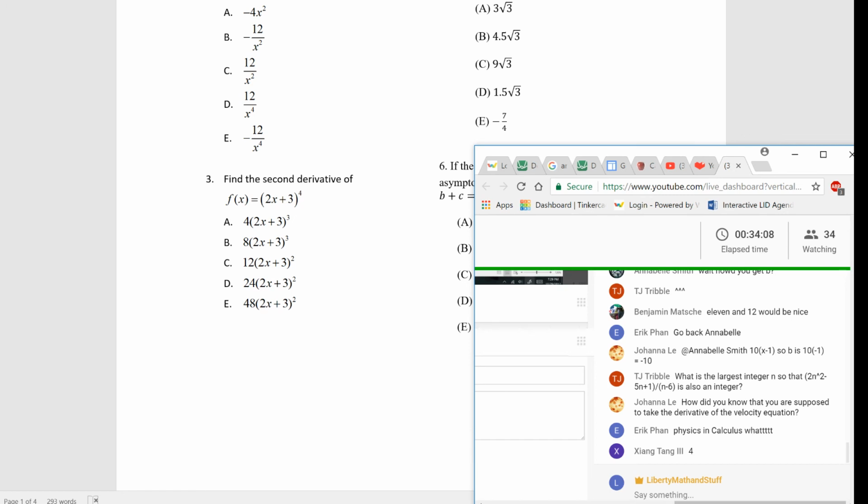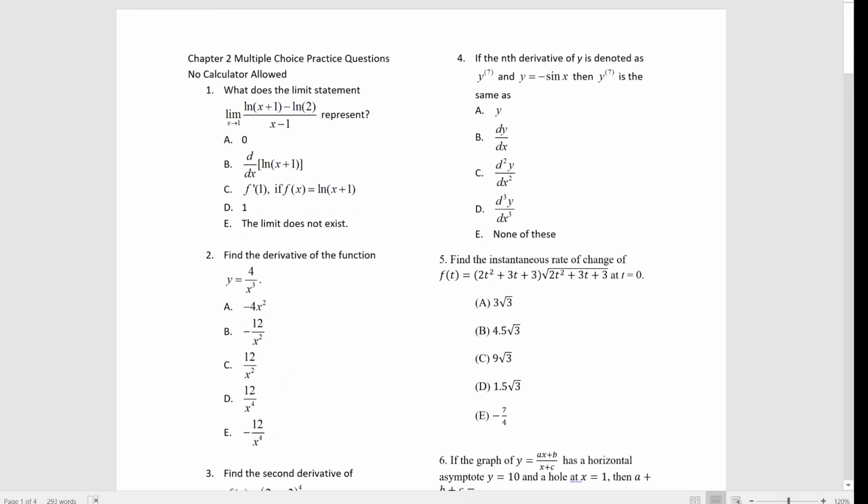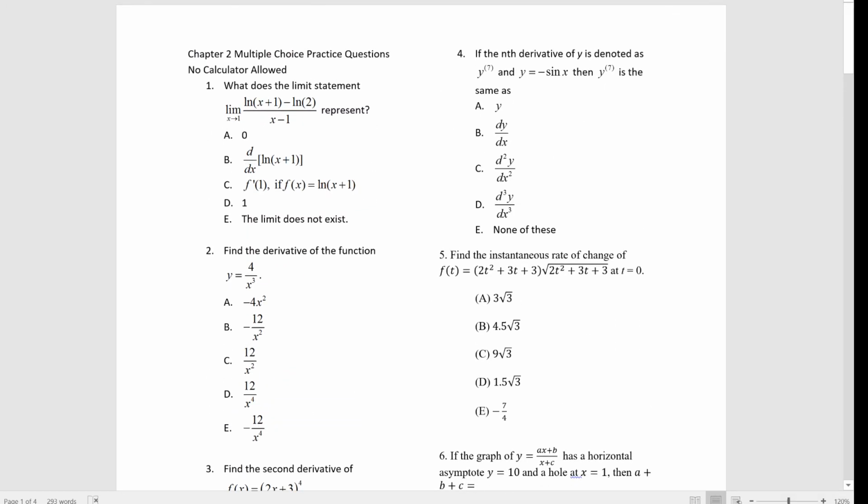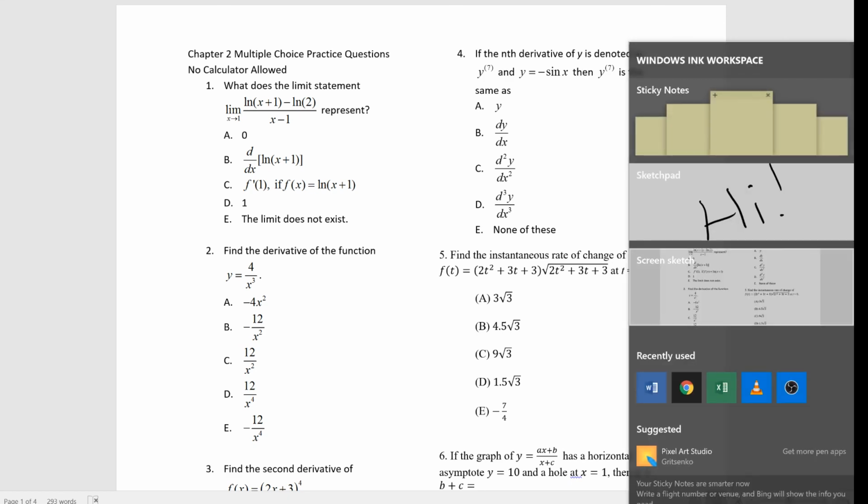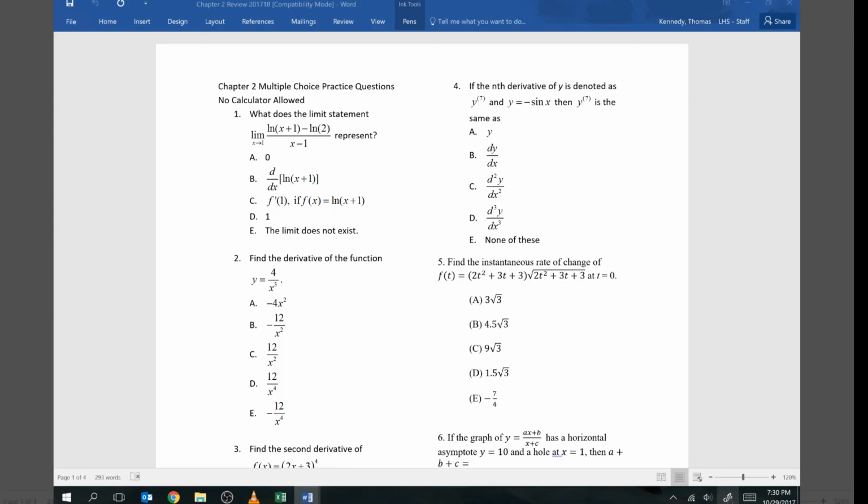Getting a 4 question. Did I not go over 4? Oh, I didn't go over 4. 4 is very family friendly. Also reasonably likely to be on the tests, this sort of question.